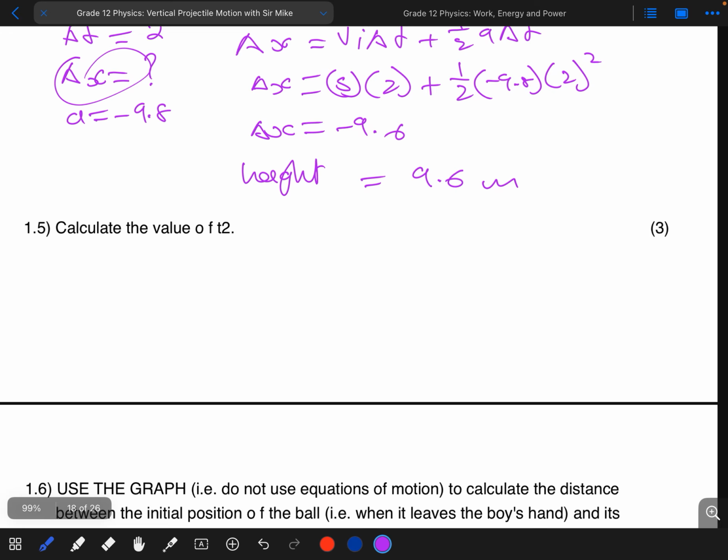So for 1.5, they say to calculate the value of T2.